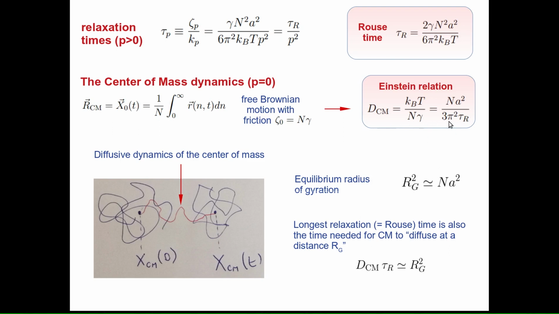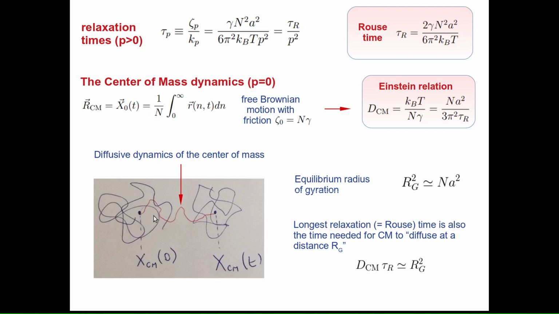That the longest relaxation time, multiplied by the diffusion coefficient, this is the typical square distance explored by the center of mass after time tau r. This is just diffusion, right? So we find that this tau r is also the time needed for the center of mass to diffuse a distance of the order of Rg. Okay, so we see that our polymer.